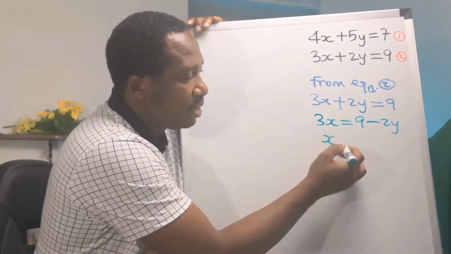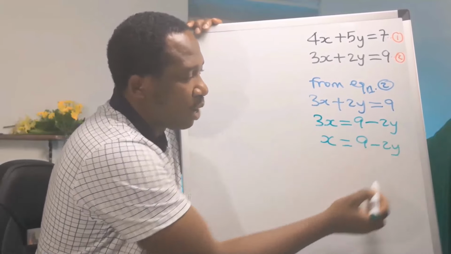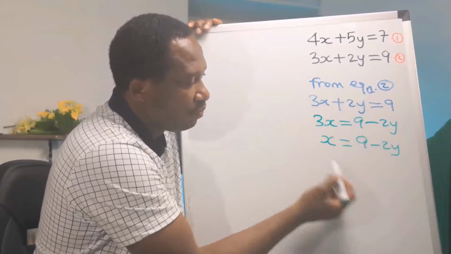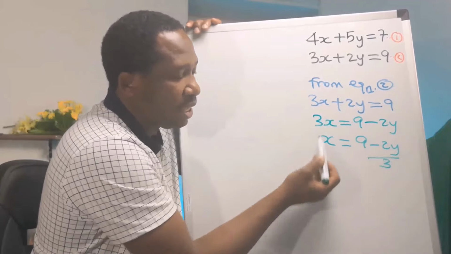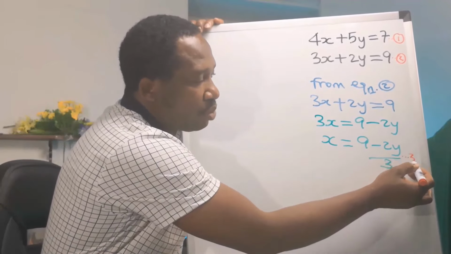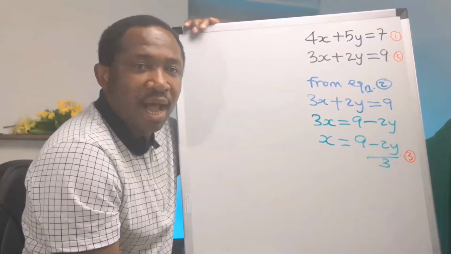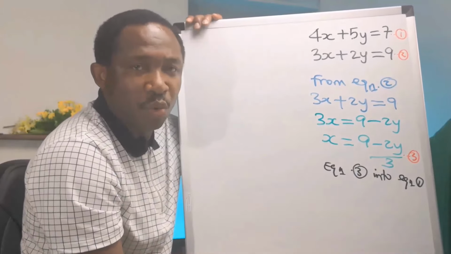Hence, I will leave x on this side. On the other side, we have 9 minus 2y. 3 will move to the other side and divide, because it's multiplying x. And this becomes our equation 3. Next, I will substitute equation 3 into equation 1.